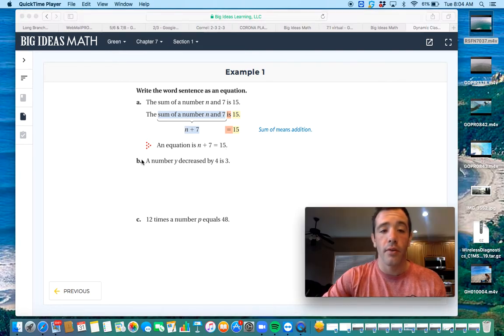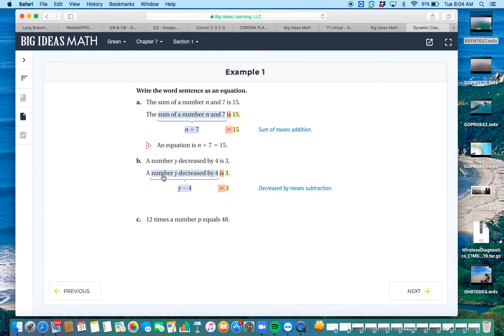All right, we're going to move on to example 1b. A number y decreased by 4 is 3. Y decreased by 4. All right, so I'm going to have y, and it's going to be decreased, going to be minus 4 subtracted from y, and it's going to equal 3. Our final equation: y minus 4 equals 3. Y decreased by 4 equals 3. You guys know this vocabulary. 4 less than y equals 3. There's a bunch of ways you can express subtraction.